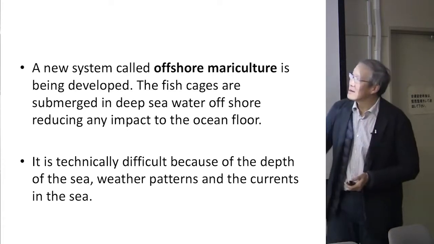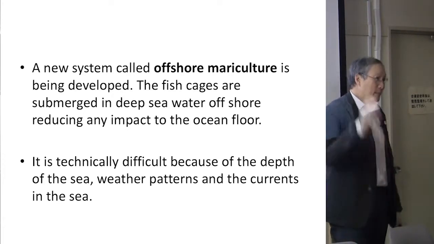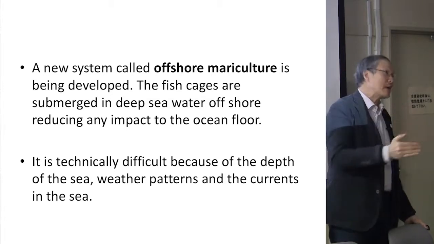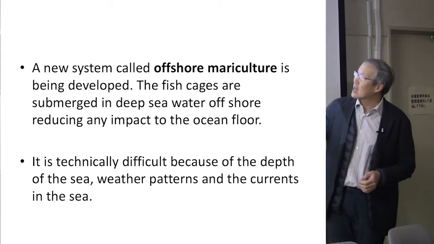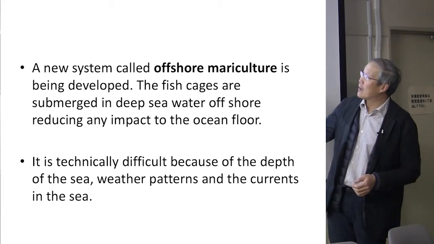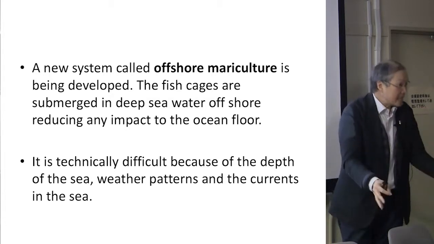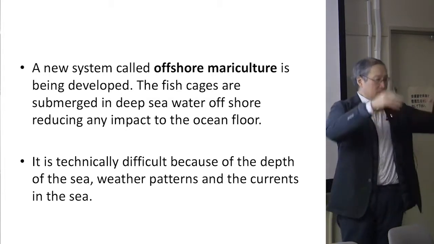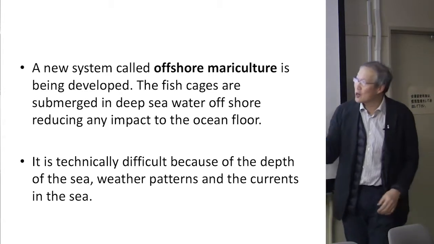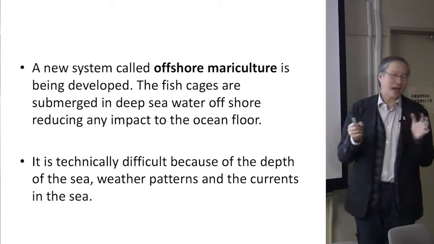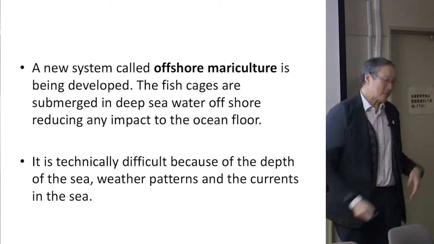So today, people are going away from the shore. People are going away from the beaches in order to make their aquaculture. So that's why they call it offshore mariculture. So the fish cages are in the deep sea, but not below, but on the top of the deep sea, offshore, and they reduce the impact to the ocean floor. Okay? Now, this is very challenging, very expensive.